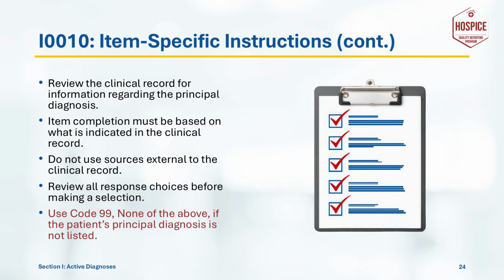To complete this item, you should review the clinical record for information regarding the principal diagnosis, because the principal diagnosis should be based on what is indicated in the clinical record. Do not use sources external to the clinical record to complete this item. Be sure to review all of the response options before making a selection. Code 99, none of the above, is used if the patient's clinical diagnosis is not in the list provided.